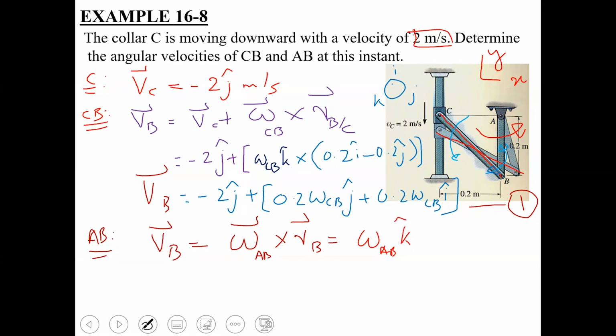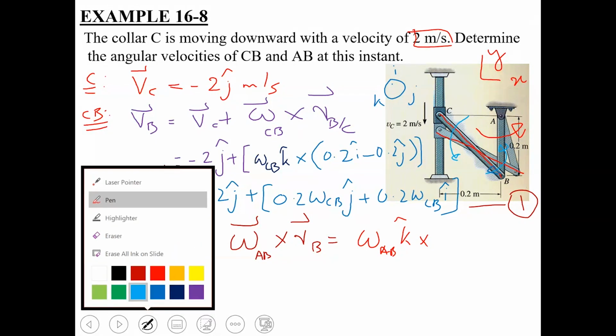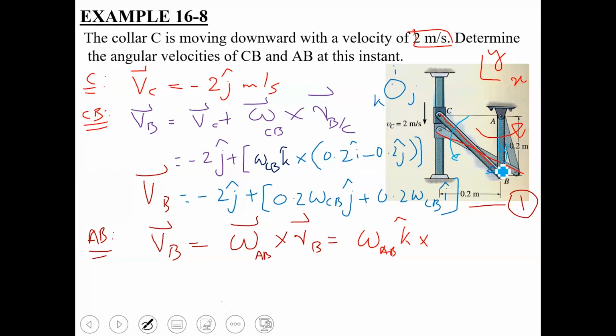Yes, sir. Okay, what about this vector rB, the absolute position of B with respect to the ground A? What is this vector? Negative 0.2 J. Yeah, so this vector is being directed towards the negative y-axis. It has a magnitude of 0.2, so you can write it as minus 0.2 J. And again, expanding this cross product, it is going to be minus 0.2 omega AB. And what about K cross J?